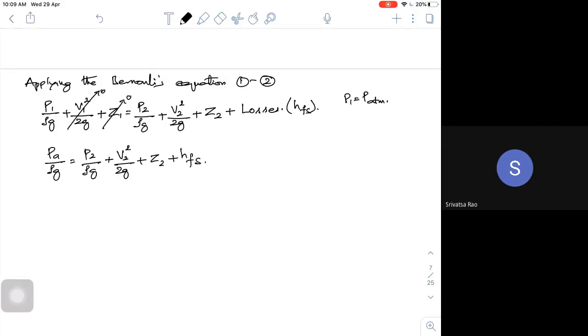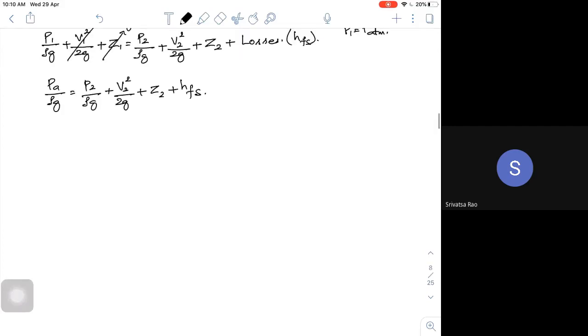Now I will take everything, because I want it in terms of Z2. So Z2 is equal to your PA by rho g, I can write it as HA, minus P2 by rho g, which is your H2, and I should ensure that this is greater than or equal to your H vapor, that is vapor head. So your HA is equal to P atmospheric by rho into g. I can write this as HV minus V2 square by 2g, that is the velocity with which it enters the eye of the impeller, which will be a very low value, minus HFS.